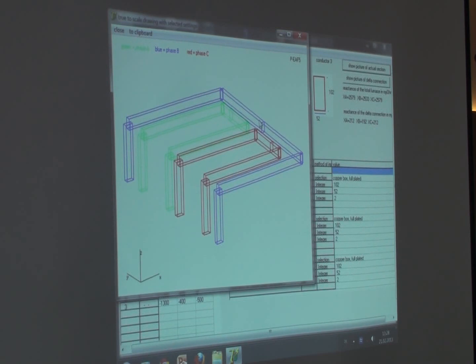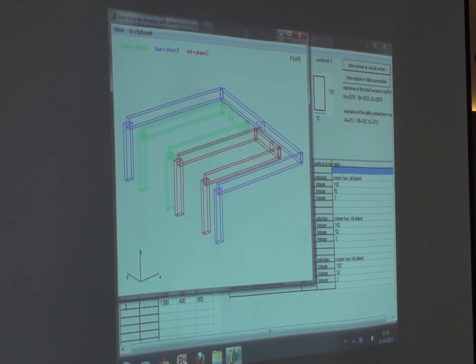We say to this construction, this is a parallel system. Some constructors also use the cross system. The cross system is if the middle phase is a little bit higher than the outside phases. Yeah, this is a cross section.